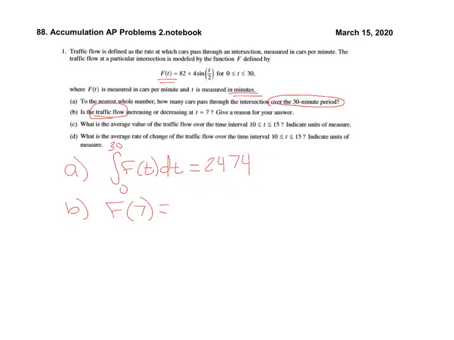F of 7, again, plug that in your calculator. I'll make a calculator video for this. It is 80.57597, which is greater than 0. So traffic flow is increasing.